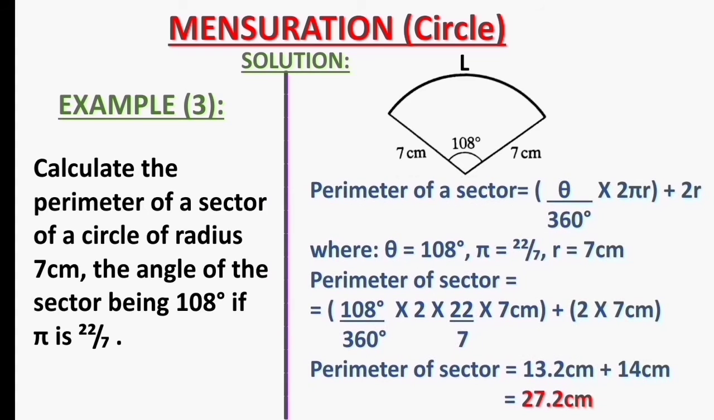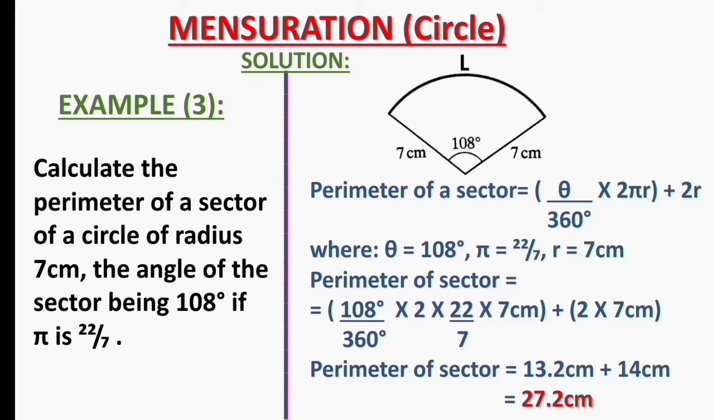The formula needed for the perimeter of a sector is theta over 360 degrees times 2 pi radius plus 2 radius. In question 3, theta is 108 degrees, representing the angle of the sector. Pi is 22 over 7. The radius of the sector is 7 centimeters.